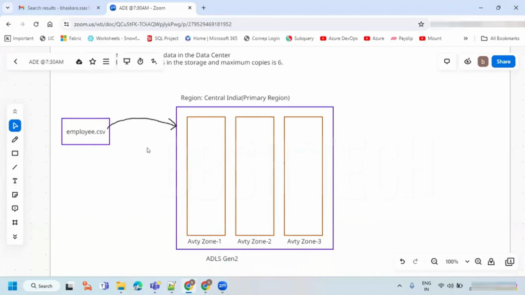So the data is going to be more available when you compare it with on-prem. This kind of feasibility or this kind of platform, if you want to give it in on-prem, is very, very difficult. Because of that reason, most of the companies are moving towards the cloud, to make the data more available.